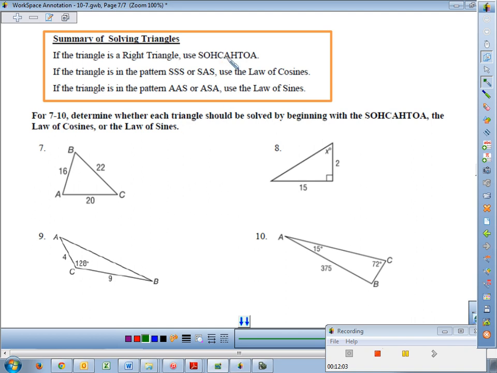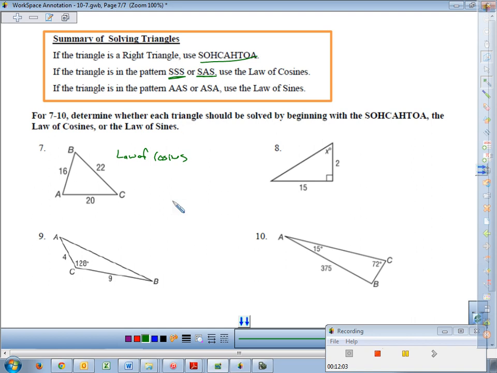There are 3 methods. SOHCAHTOA, the only time you could use it is when you have what? Right triangle. If the triangle has more than one side, like side, side, side, or side, angle, side, that's law of cosines, and law of sines is when you have only one side. 7, what would you use? Law of cosines, spelled correctly.